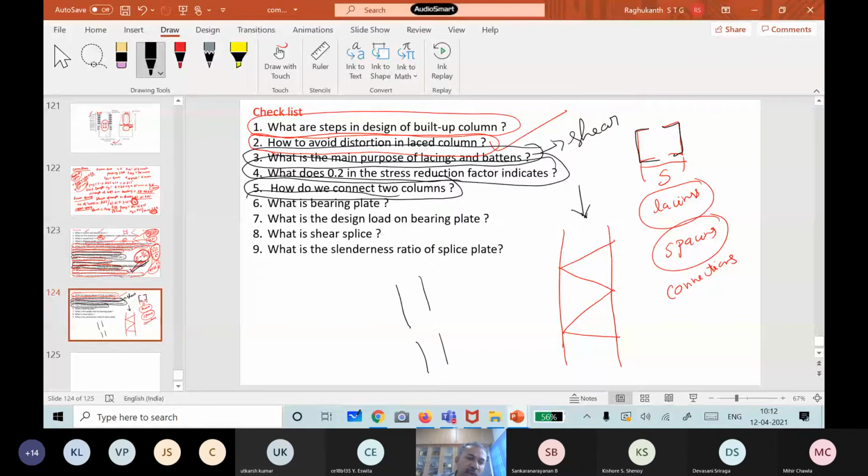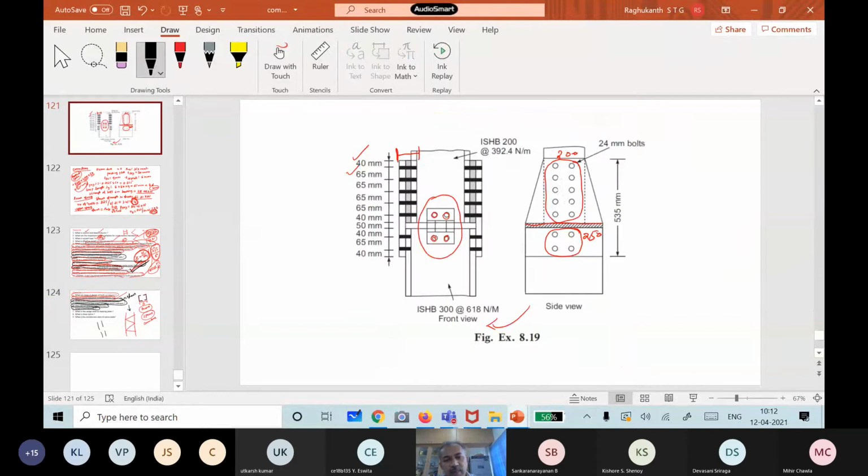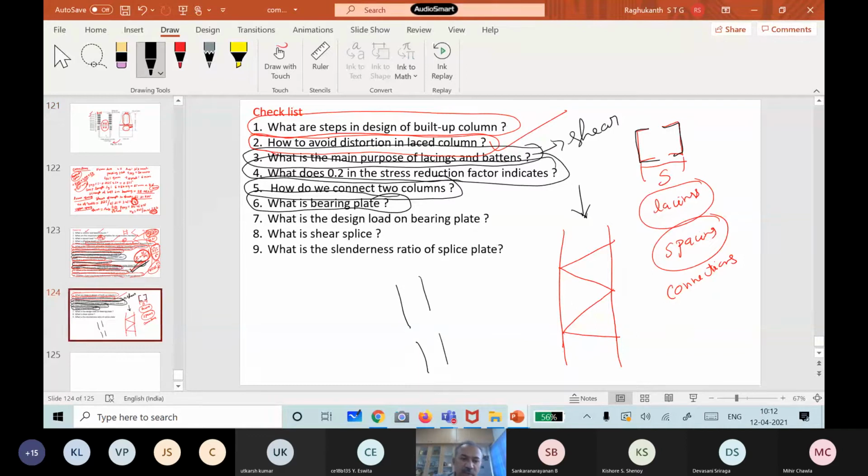Now what is a bearing plate? You would have done it last week, right? When do you have to provide a bearing plate? When the columns are of different sizes. If the columns are of the same size, people also put it, so that the load will be distributed properly. But when the sizes are different, then you have to provide the bearing plate.